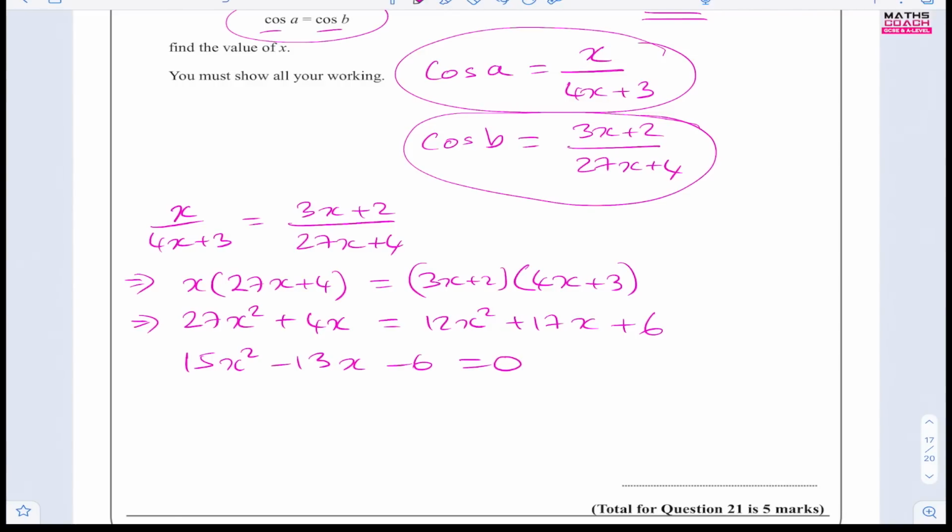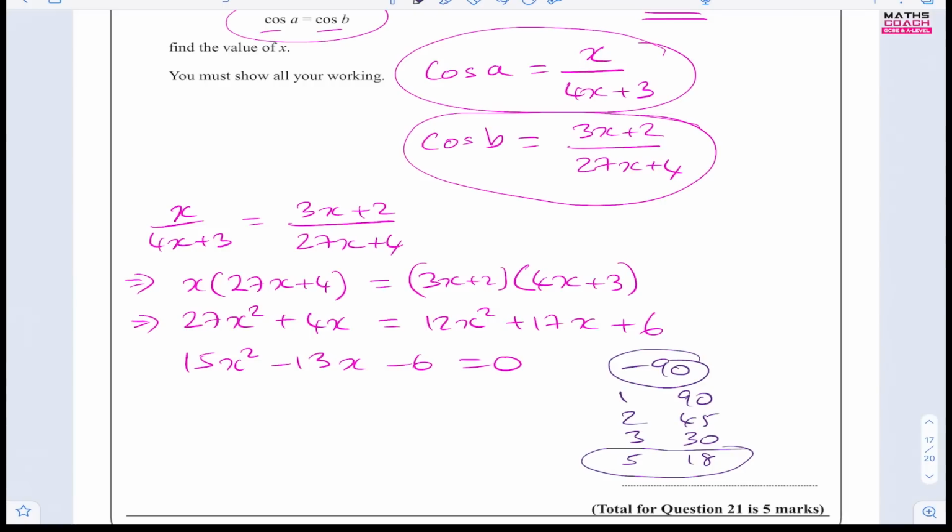Now there is nothing that we can divide by here to make this a simpler equation, so we're just going to go ahead and use our AC method or otherwise. So let's go ahead and use our AC method. So we're going to multiply the 15 and the minus 6, giving us minus 90, and we are going to find the factors of minus 90. So we have 1 and 90, we have 2 and 45, we have 3 and 30, and we have 5 and 18. Now 5 and 18 are the ones that we need because we're going to add them to give us minus 13, which is the one in the middle, the minus 13x.